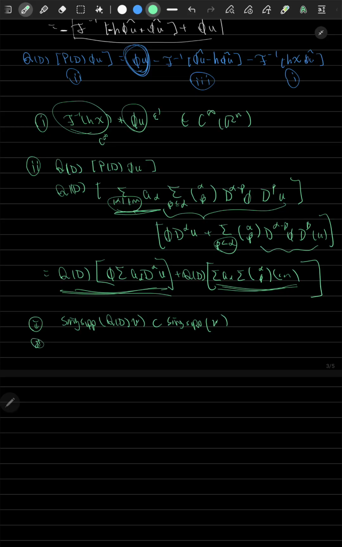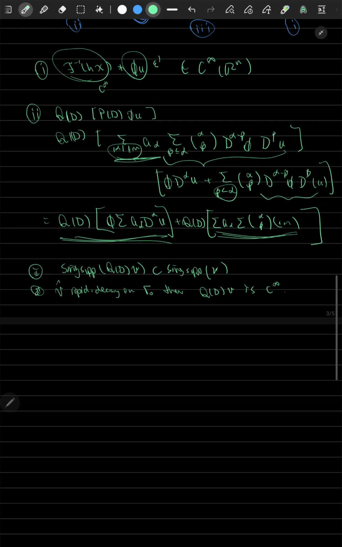And we have another property, which is kind of like a Paley-Wiener theorem for this circumstance, which is that if V hat is rapidly decaying on gamma 0, then Q_D of V is C infinity, right? This is C infinity.